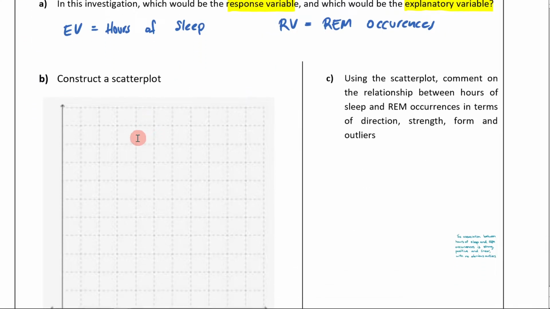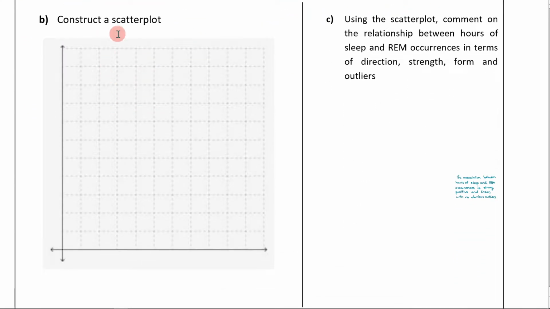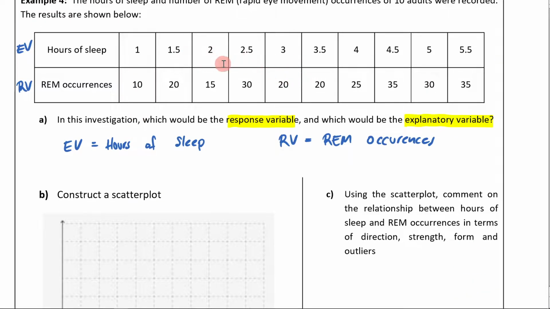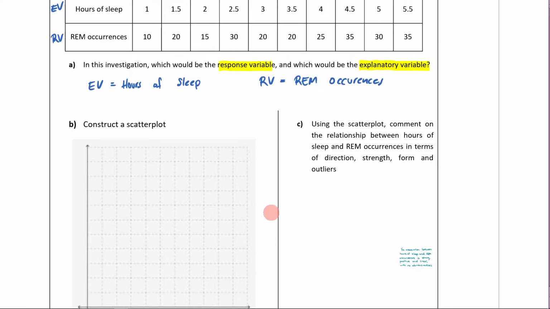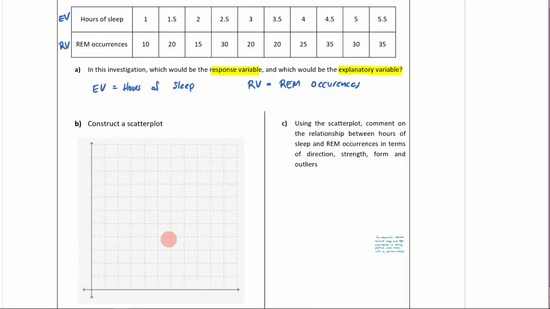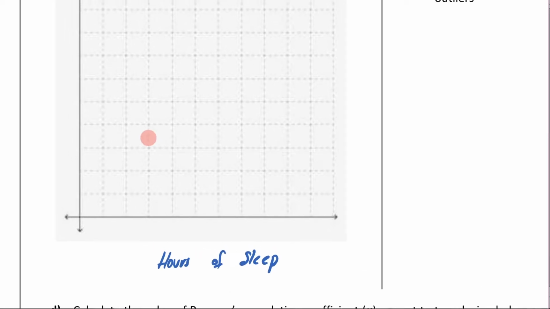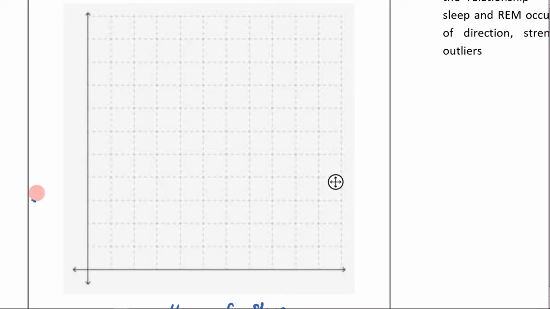Okay, now we move on to the next part in which we are going to construct a scatter plot. Now, we could use our CAS to do this, but the numbers are such that it's actually quite easy just to look at our graph and write them straight. So let's give it a go. The first thing you're going to make sure that you do is label your axes. So my explanatory variable is my x-axis and it is the hours of sleep. So I'm going to begin by coming here and writing hours of sleep. And then my response variable was REM occurrences. So we're going to come over here, REM occurrences.